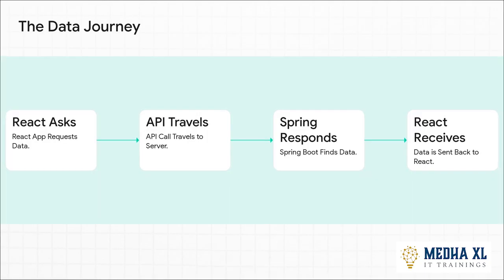Okay, so here's the high-level view of how this whole dance works. First, the React app says, hey, I need some data. It sends out something called an API call, which zips across the internet to the server. Spring Boot catches that call, goes and finds the data it asked for, and then sends it right back. It's just like ordering at a restaurant. You, the customer, place an order, and that API call, that's your waiter, running the order back to the kitchen.